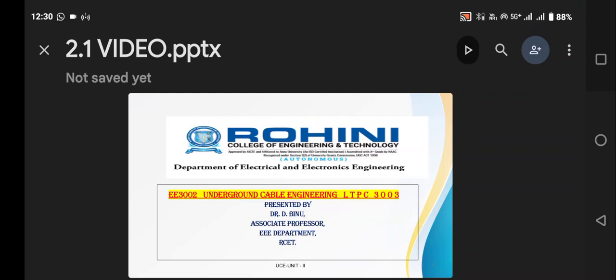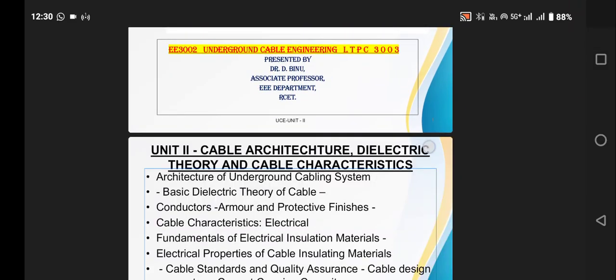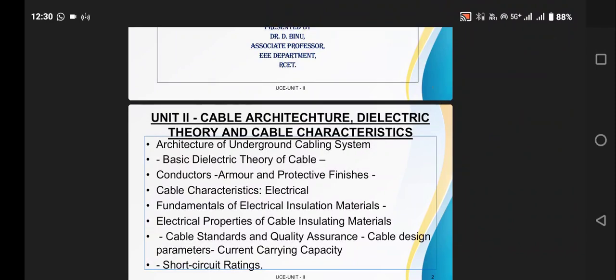I'm Dr. Binu. In underground cable engineering, the second unit is cable architecture, dielectric theory, and cable characteristics. It consists of various subdivisions, subtopics like architecture of underground cabling system, basic dielectric theory of cables, conductors, armor and protective finishes, cable characteristics, electrical fundamentals of electrical insulating materials, then cable standards and quality assurance, cable design parameters, current carrying capacity, and short circuit.